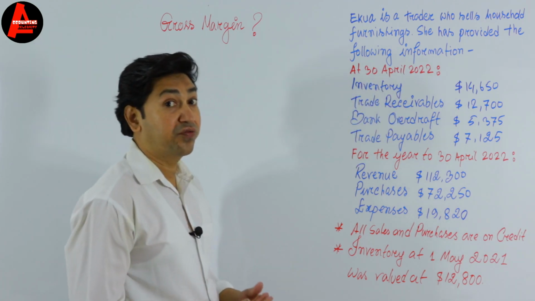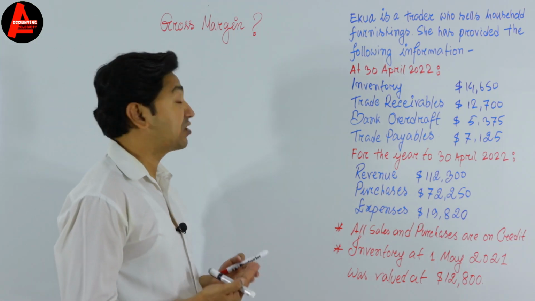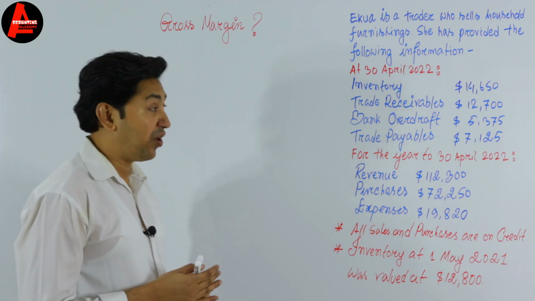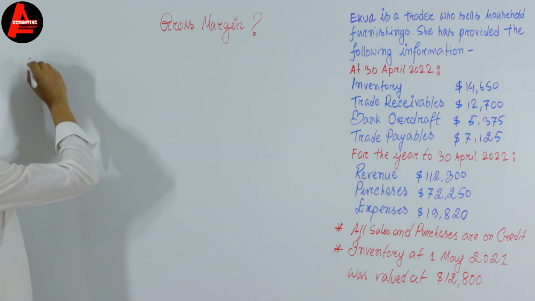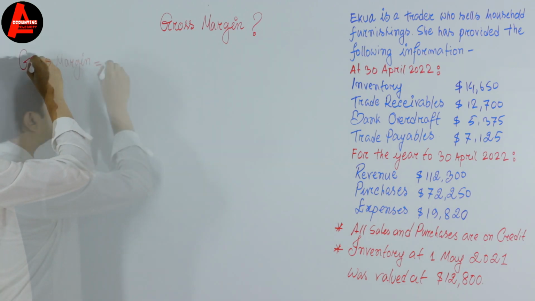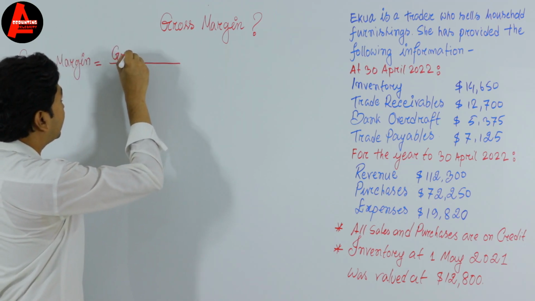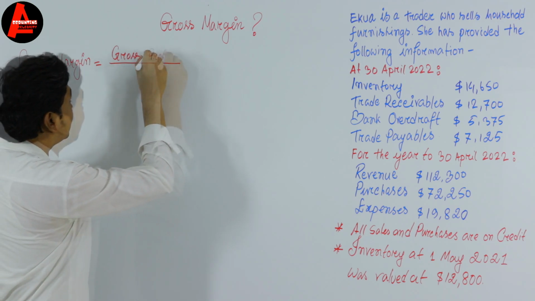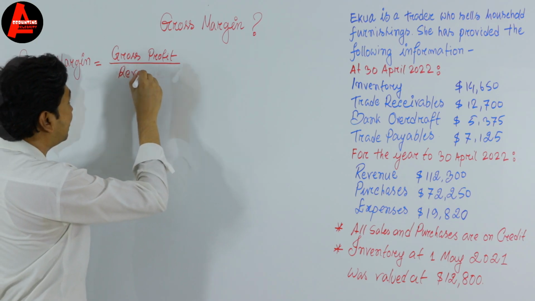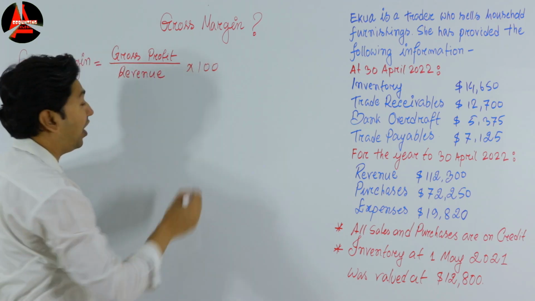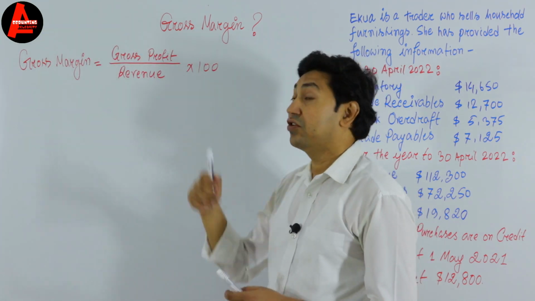Now, first of all, we will know the formula to calculate gross margin. It is quite simple. So, how to calculate it? We know gross margin equals gross profit divided by sales revenue times 100. So this is our formula to calculate gross margin.